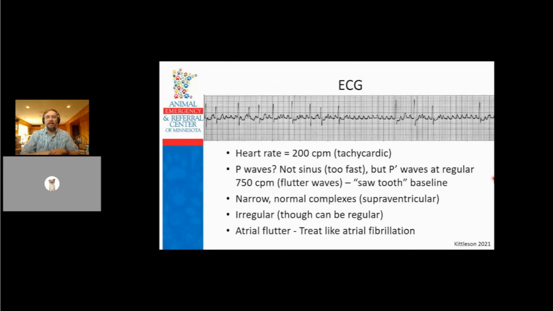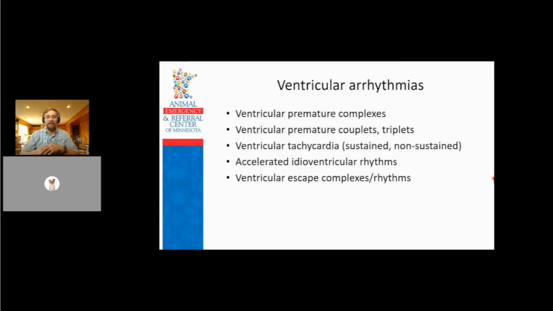Atrial flutter, I treat essentially the same as AFib. Instead of chaotic activity, there's a loop in the atria that's going really, really fast, which is causing that sawtooth baseline. But I treat and manage it the same way, and a lot of atrial flutters will eventually progress and become AFib at some point.